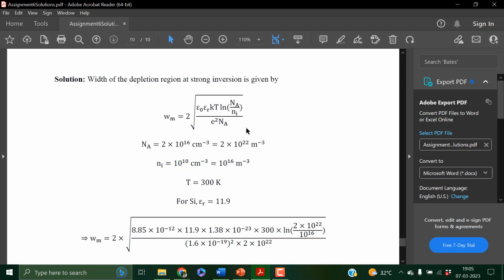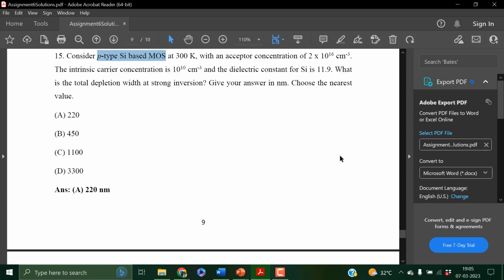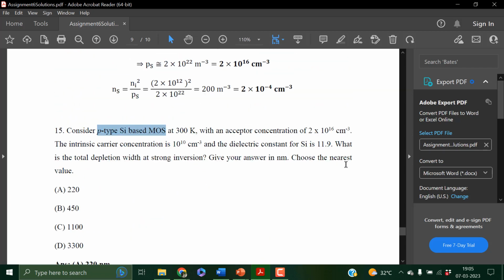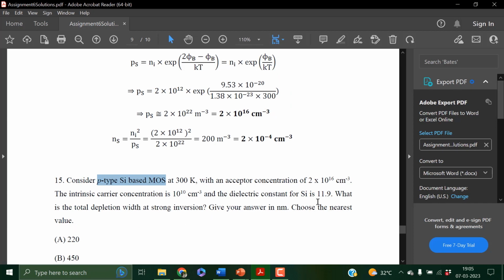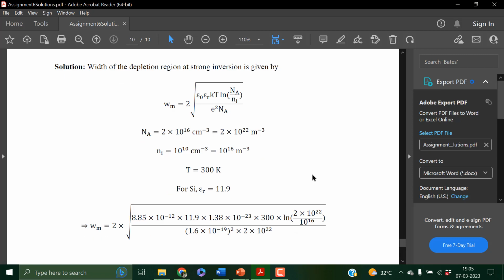Ma'am, one question. They have said here strong inversion. Strong inversion means we have to take phi s. Is it actually like in this particular case, if you take phi s, would it be right? That is the question. Strong inversion is just to give the condition, right?